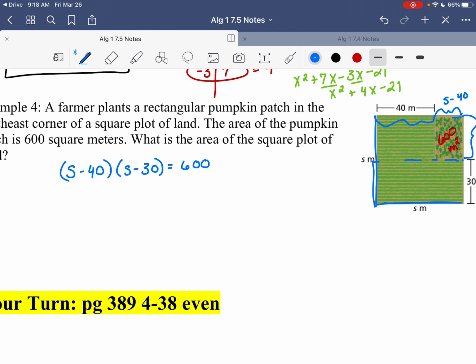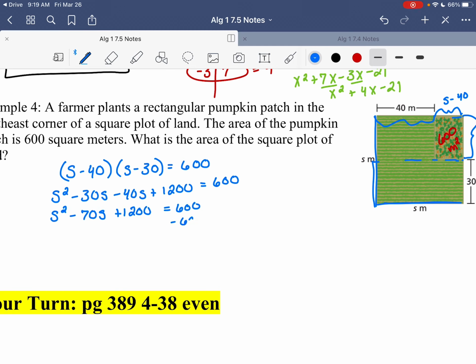Okay. Now, if this equaled 0, this would be an easy process. I'd just set each factor equal to 0, but it doesn't equal 0. Right now, it equals 600. So I'm going to need to distribute this out and subtract the 600 over. So I'm going to distribute: S times S, that's S squared, minus 30S, minus 40S, plus 40 times 30 is 1200, equals 600. So put together like terms: S squared minus 70S plus 1200 equals 600.